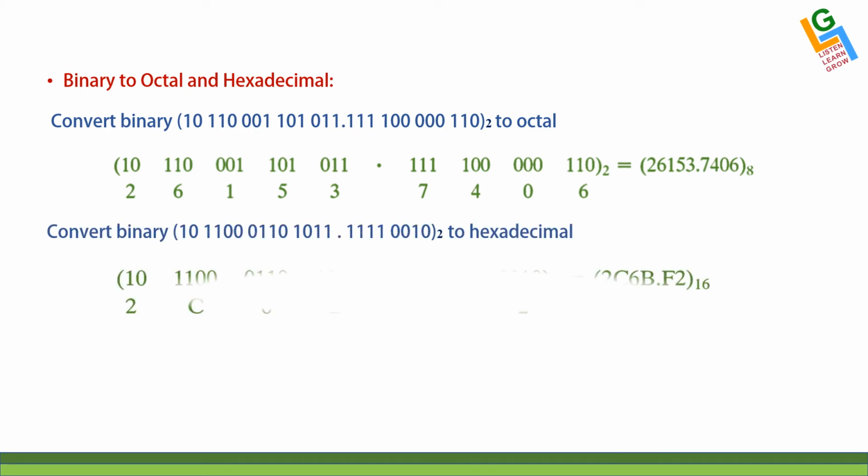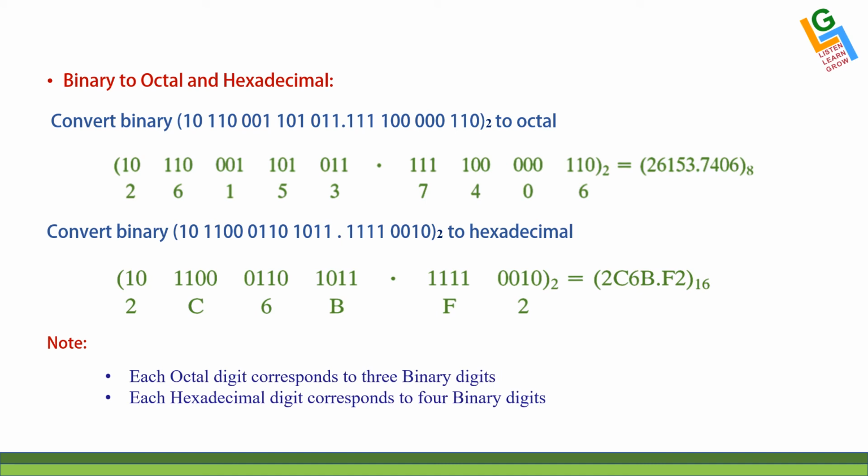Conversion from binary to hexadecimal is similar, except that the binary number is divided into groups of 4 digits. Note: each octal digit corresponds to 3 binary digits. Each hexadecimal digit corresponds to 4 binary digits.